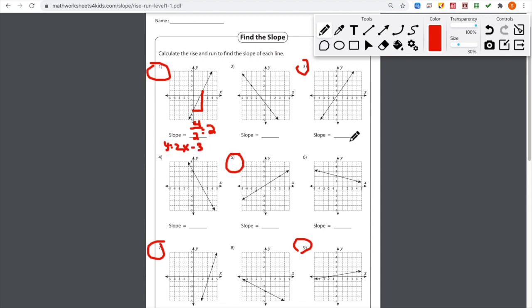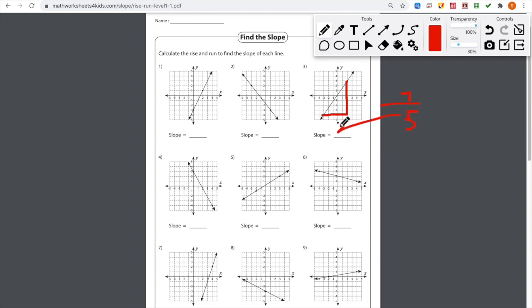All right, so we're going to go ahead and try number 3. So we're looking at this point and this point. So we're going to check the rise over the run. So the rise is going to be 1, 2, 3, 4, 5, 6, 7. And the run is going to be 1, 2, 3, 4, 5. So our slope would just be 7 over 5.